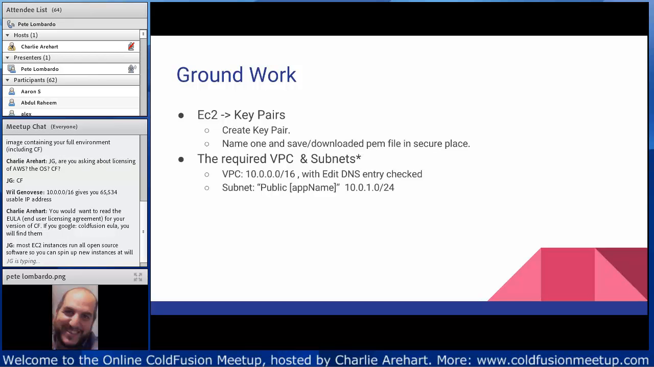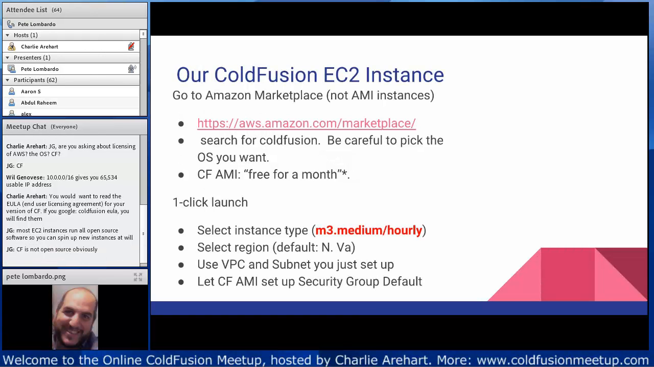Sorry, 65,000 usable IP addresses. Thank you, Will. Looks like Charlie's handling the rest. All right, moving right along.